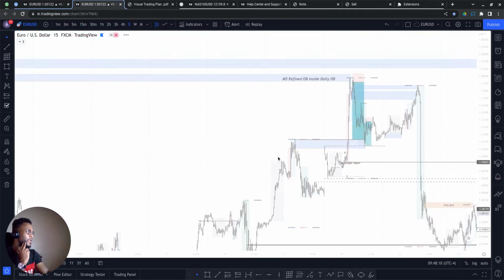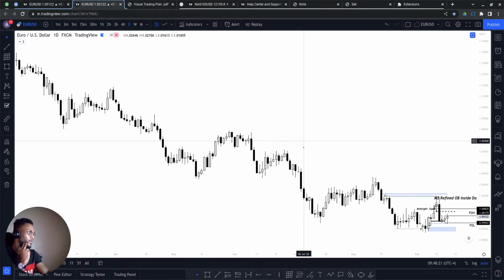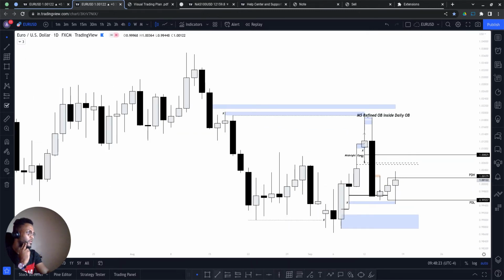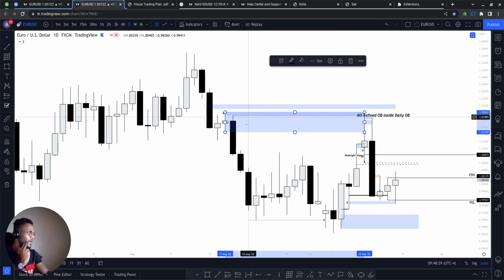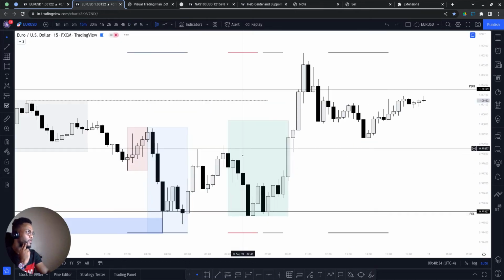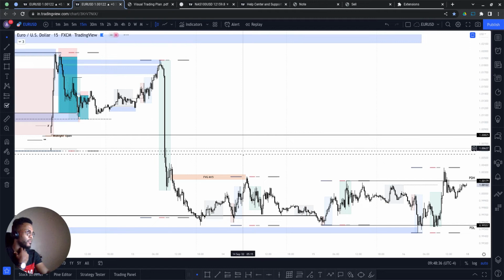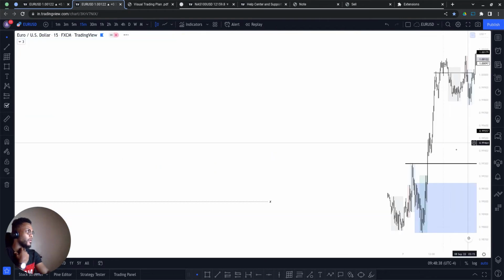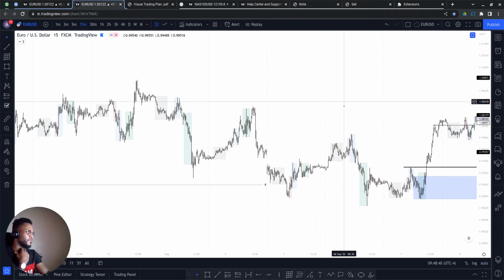I had a daily order block. If we go back here, this one, and within this supply zone, I had a refined M5, and you can go to the M5. I don't think I can go to the M5 because I don't have TradingView Premium.